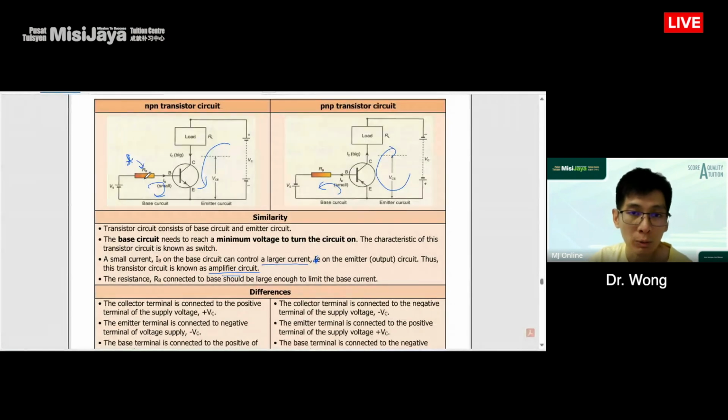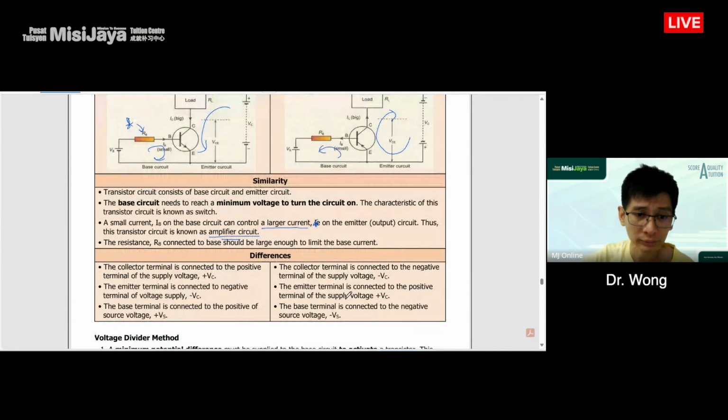Okay, so what's the difference between these two circuits? The collector terminal is connected to positive VC. As you can see here, it is VC, but here is the negative side. Okay, so the collector is connected to the negative VC. The emitter is the other way around. Here is the negative side, but here is the positive side. So the base is just different in terms of this direction as well, of the battery. Okay, so that is the main difference.